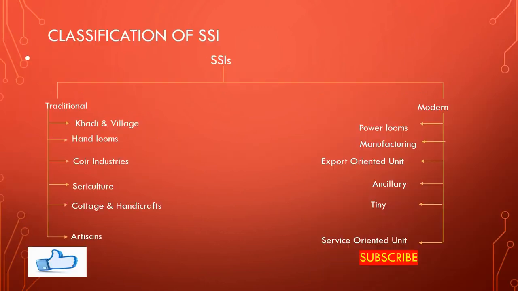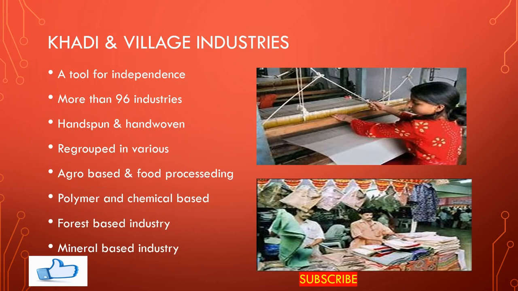Now, let's move to the presentation. The small scale industries can be broadly classified into two categories, that is traditional and modern. Under the traditional classification, we have Khadi and village industries, handloom industries, coir industries, sericulture, cottage and handicrafts, and artisans. Under the modern classification, we have power looms, manufacturing, export-oriented units, ancillary, tiny units, and service-oriented units. Now let's move to a discussion of these one by one.